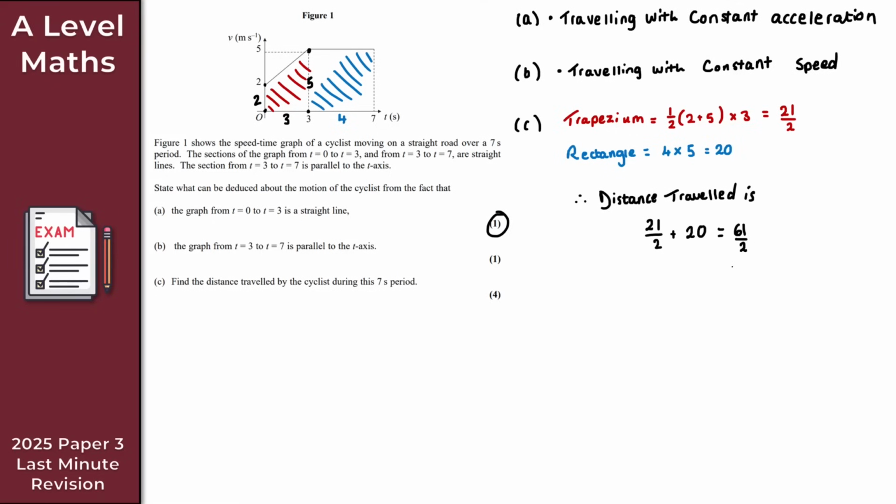So we're working in meters here. Let's just quickly check the graph. Yeah, v meters per second, right? So 61 over 2 meters there. Perfect. You can also just write this as 30.5. That's also fine. Either way. 61 over 2 or 30.5, either's fine. And there we have it then.